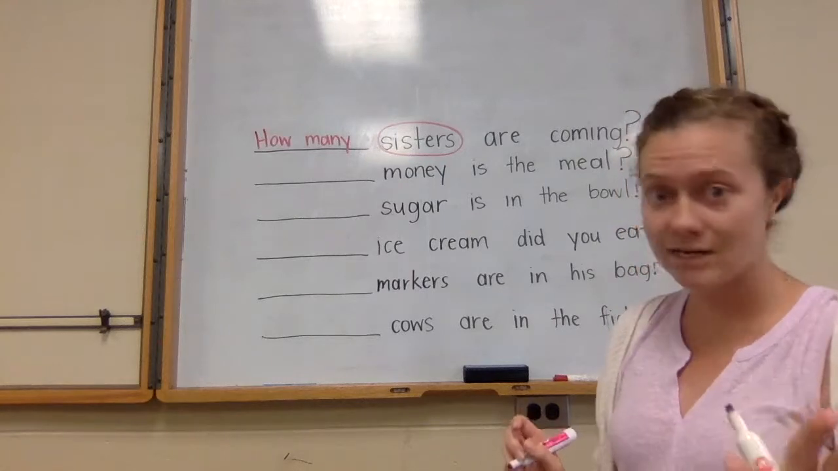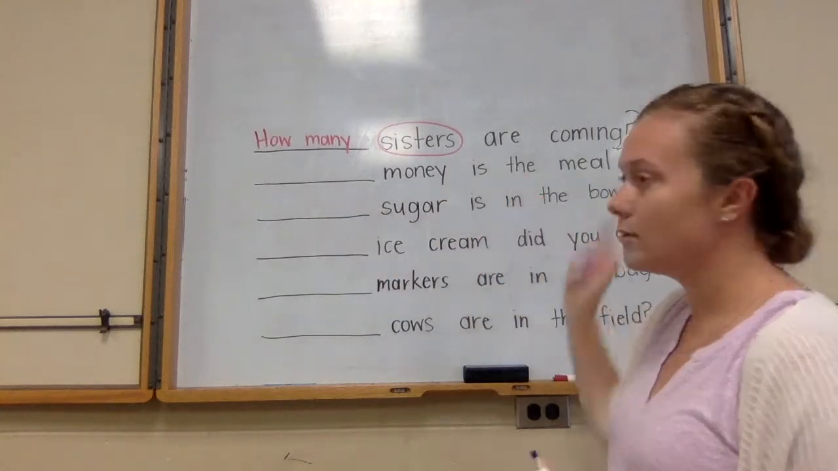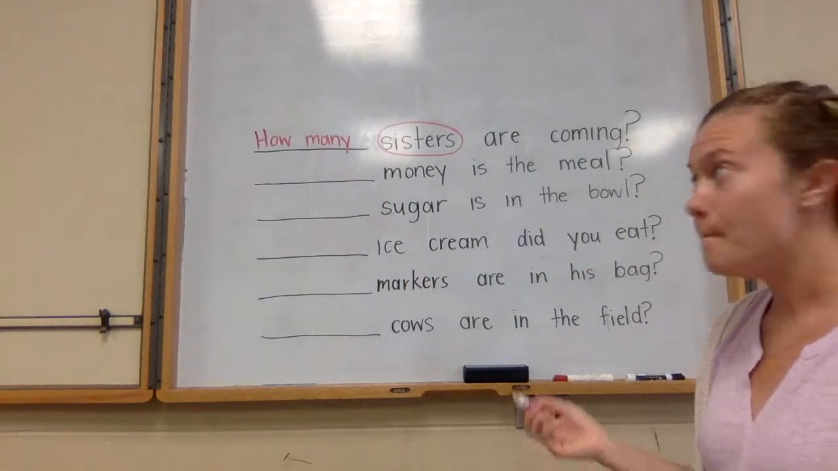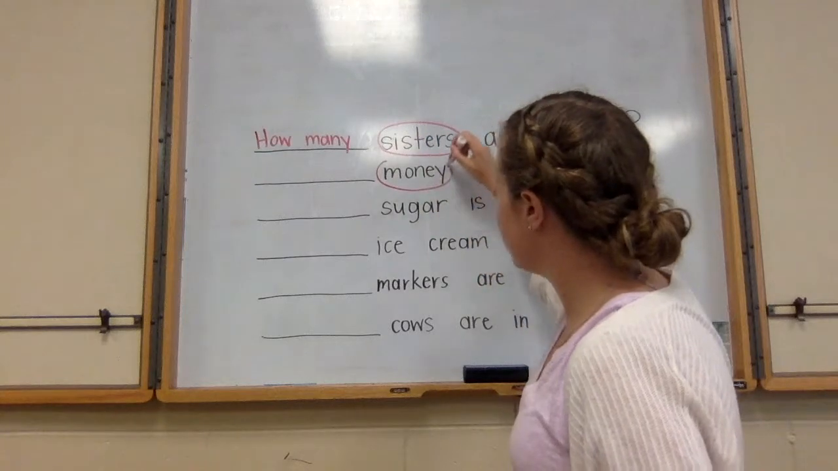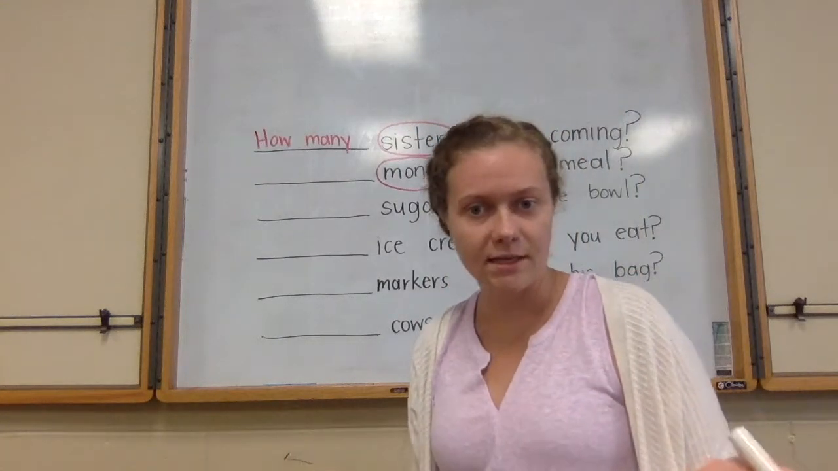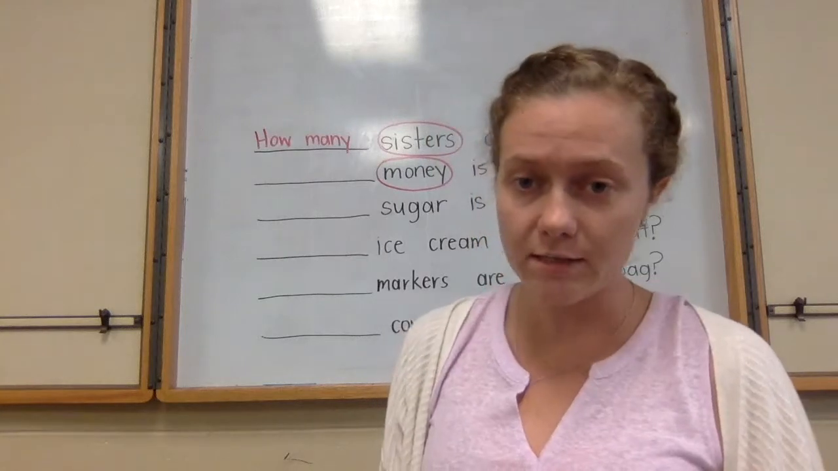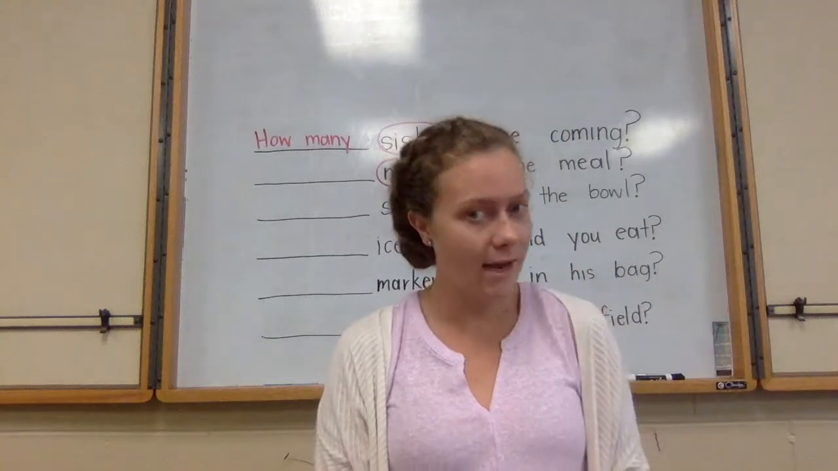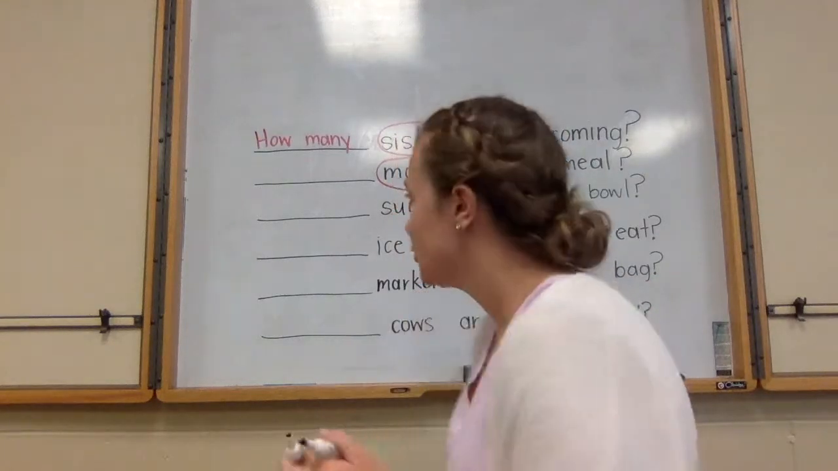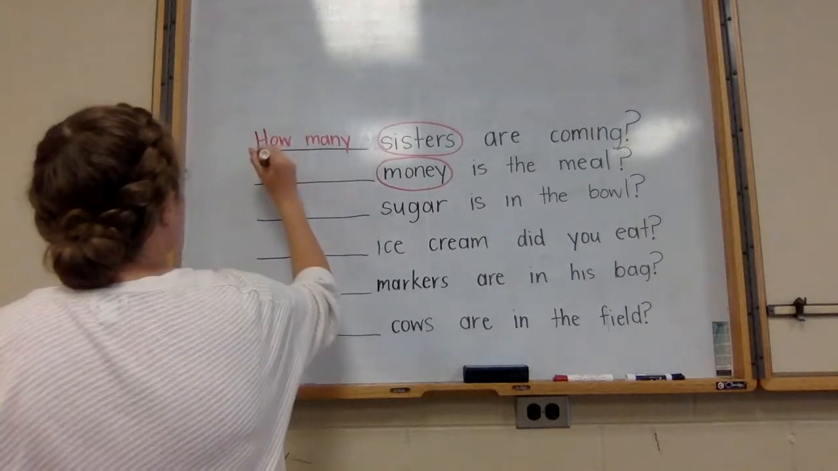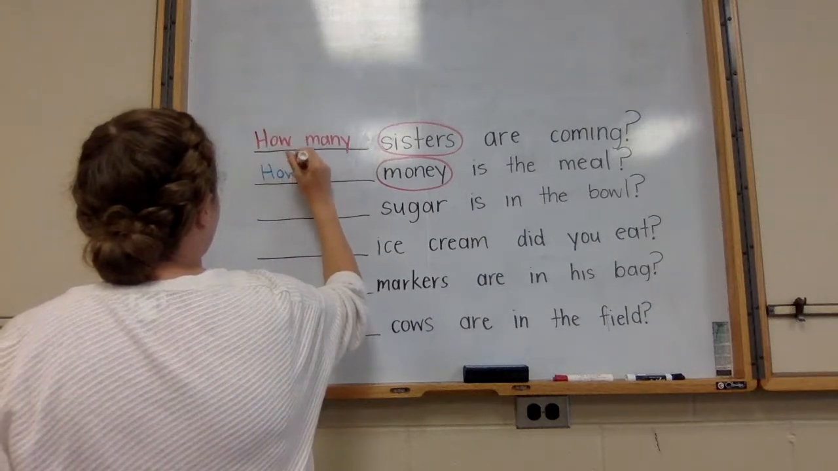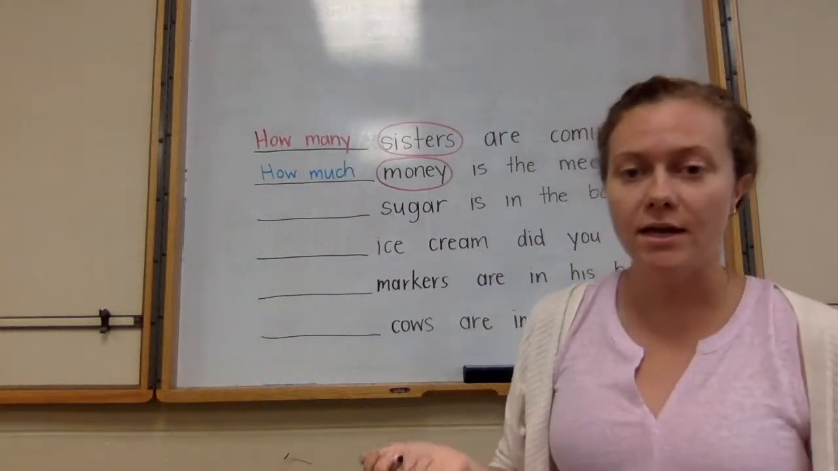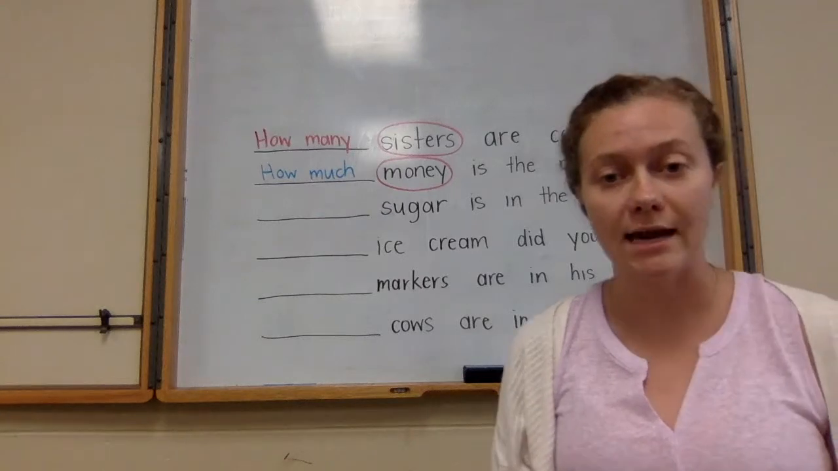That's awesome. This next one, blank money is the meal. What is our noun in the sentence? Money is the noun. And remember my trick, does it make sense to say 2 money, 4 monies? Does not make sense, which means it is a non-count noun. Now what phrase do we use with non-count nouns? How much? Perfect. Do how much in blue. How much money is the meal, because money is a non-count noun.